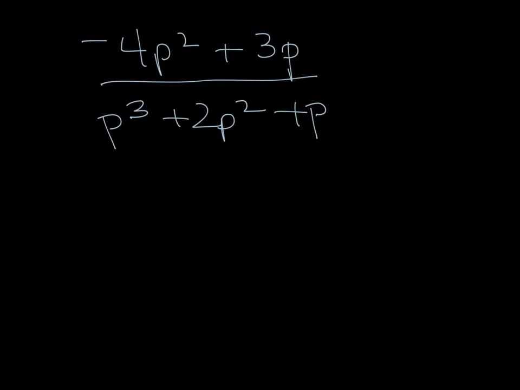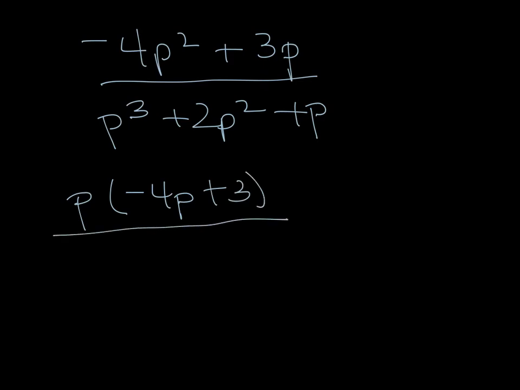So on the top, the only thing we can do with that binomial first is ask ourselves, is there a common factor? And there is. There's a p. So I'm going to factor a p out, and we get negative 4p plus 3. And on the bottom, what do they have in common? They have a p in common, so we're going to factor out a p. And we get p squared plus 2p plus 1.